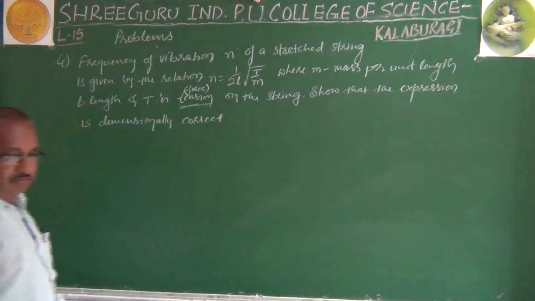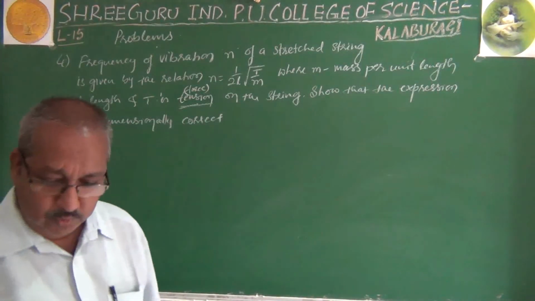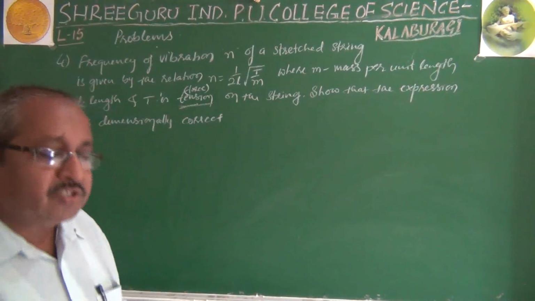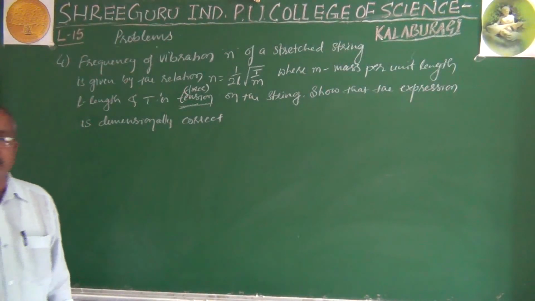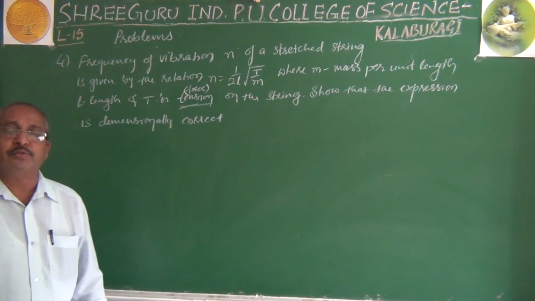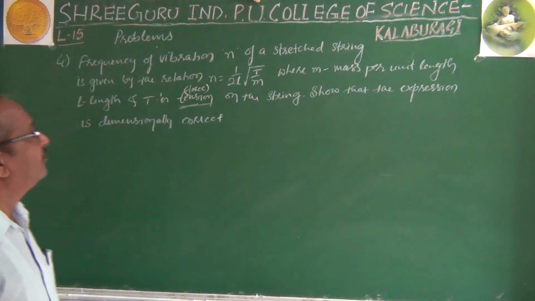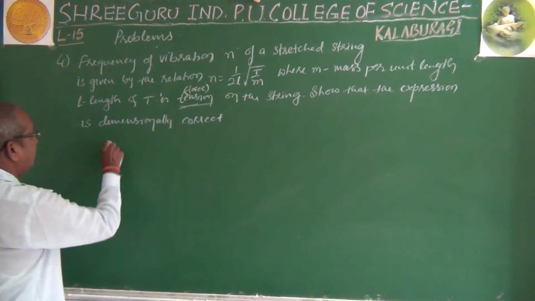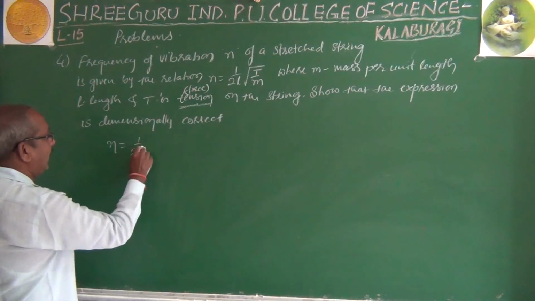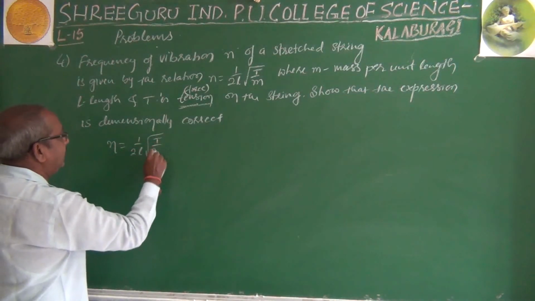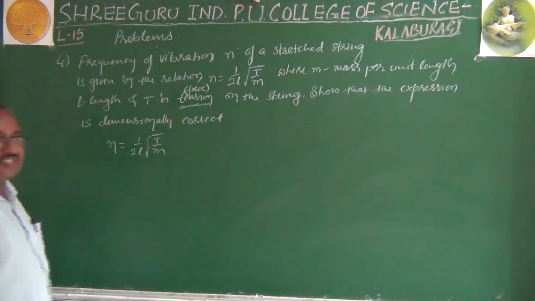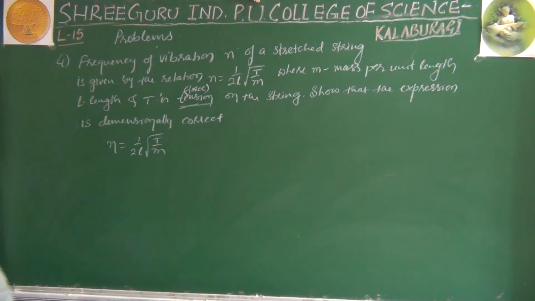So that means one of the uses, as I gave you, of the dimensional equation or dimensional formula is that it helps to find whether a given equation is dimensionally correct or wrong. For that, based on this, here n equal to 1 by 2l root of T divided by m. Whether this equation is dimensionally right or wrong, that we have to check.